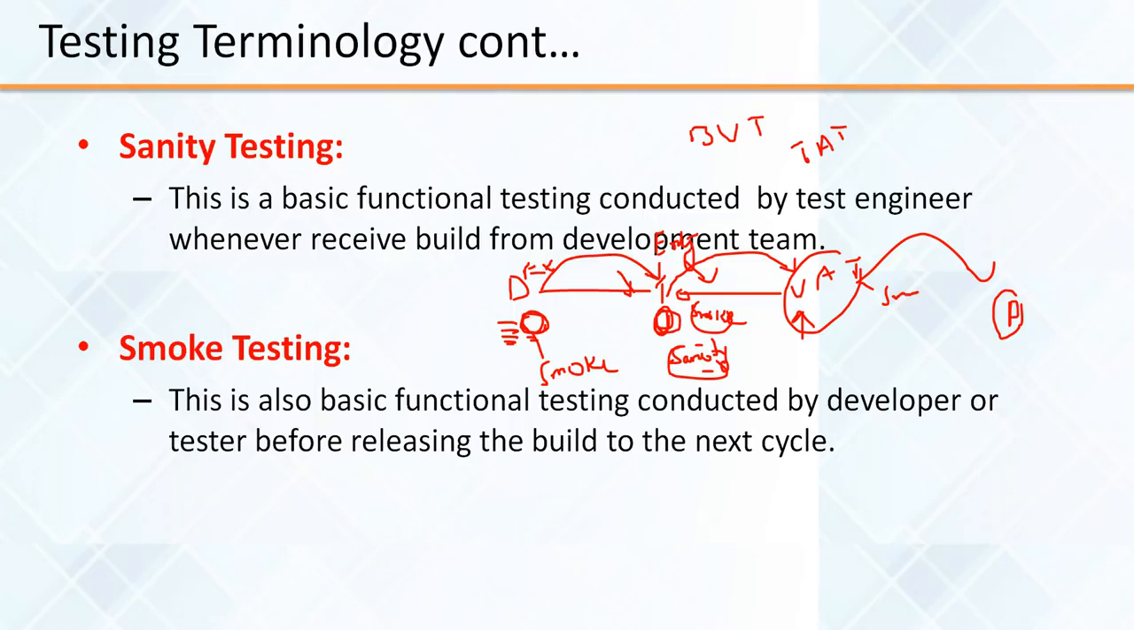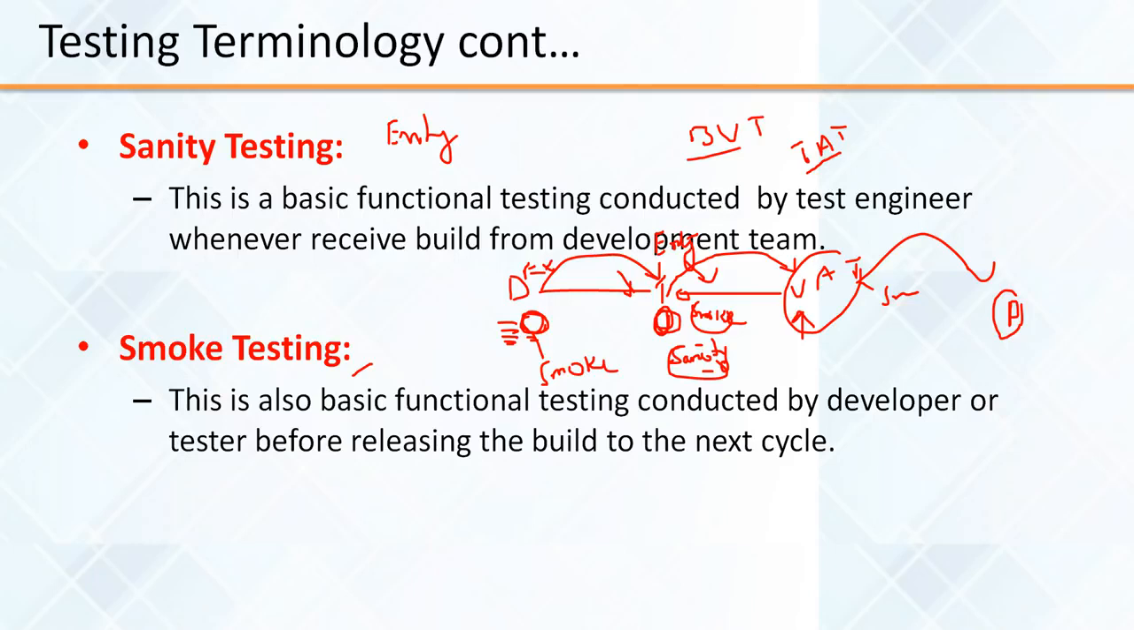So in every phase anyone can conduct sanity and smoke testing, but sanity testing is entry level. As soon as we get the build, we need to re-verify the stability of the application. That is basically called build verification test or tester acceptance test. Smoke test is basically exit level testing. Anytime we exit from testing, before giving the build to the next team, we can conduct smoke testing.